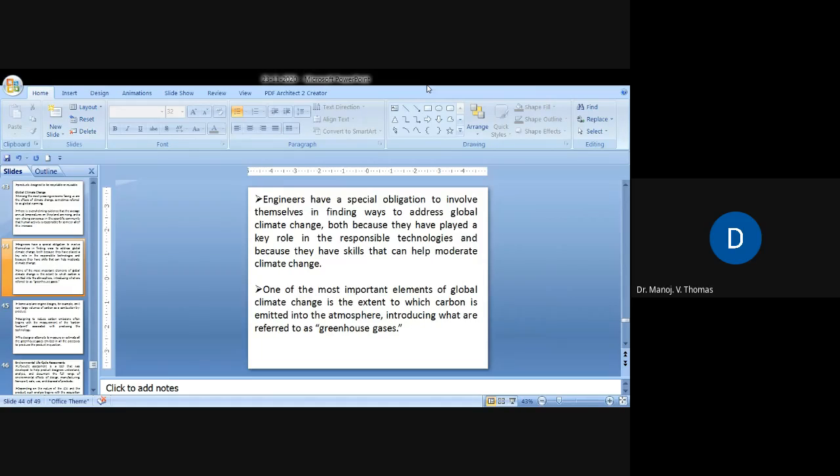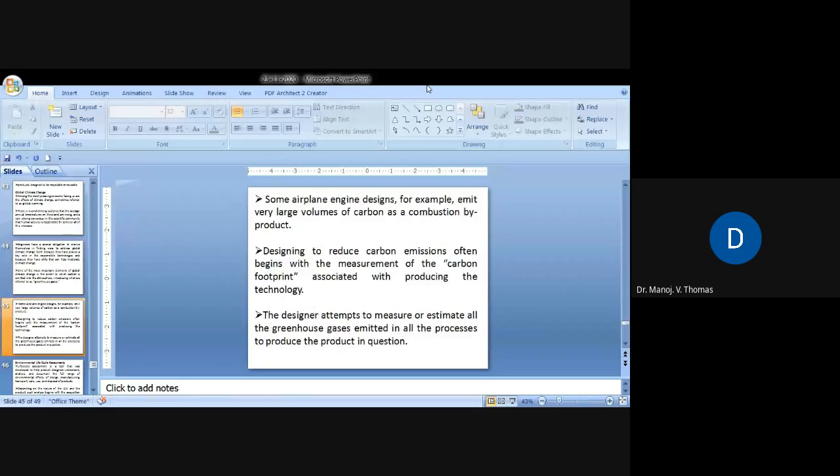Engineers have a special obligation, duty, and responsibility to involve themselves in finding ways to use our intelligence and knowledge to address global climate change, both because they have played a key role in the responsible technologies and because they have skills that can help moderate climate change. One of the most important elements of global climate change is the extent to which carbon is emitted to the atmosphere, introducing what are referred to as greenhouse gases. Some airplane engine designs, for example, emit very large volumes of carbon as a combustion byproduct.